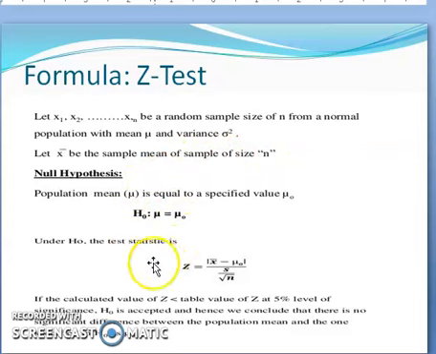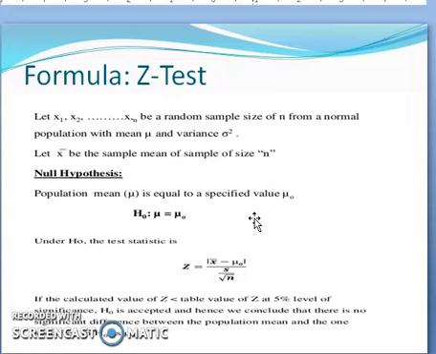Then the test statistic is z equal to modulus of x bar minus mu0 divided by sigma divided by square root of n. So this is the formula of the Z test. So this is all about the classification of hypothesis tests.